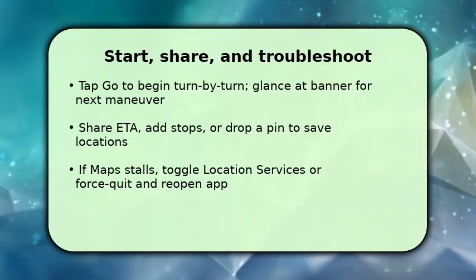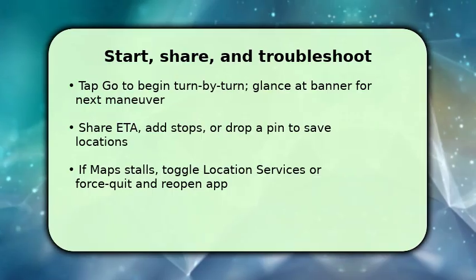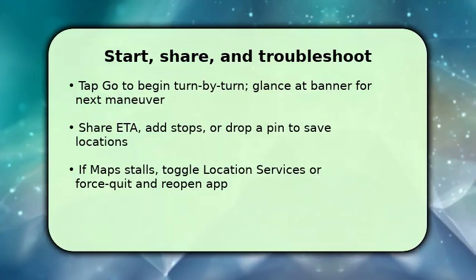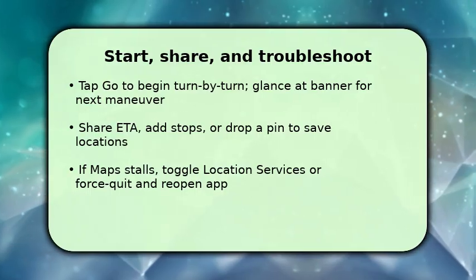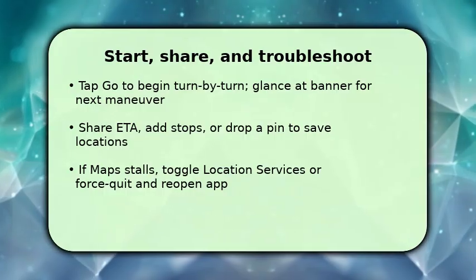If directions feel wrong or the app stalls, first toggle location services or force quit Maps and reopen it. This usually restores correct GPS and routing. If problems persist, restart the iPhone to clear system-level issues and retry.